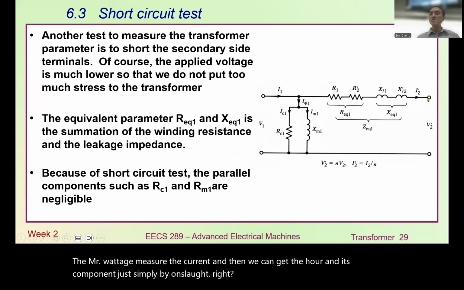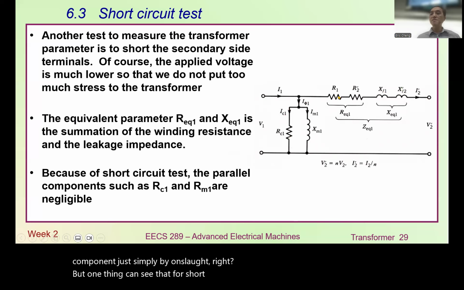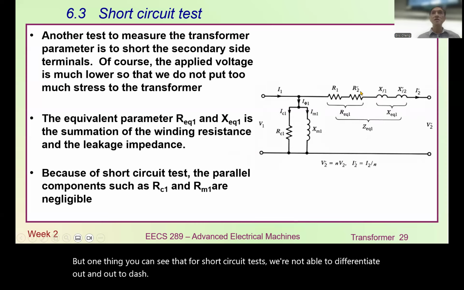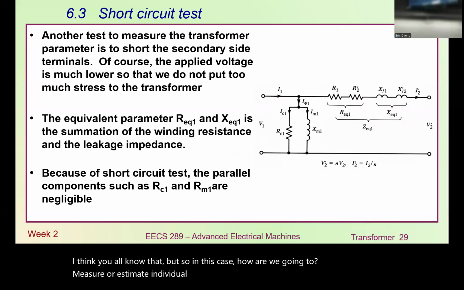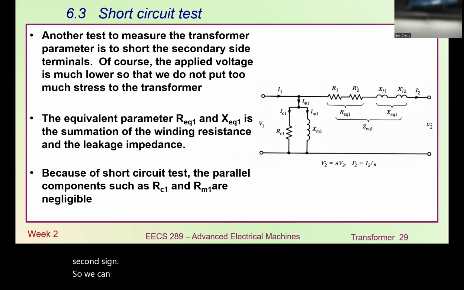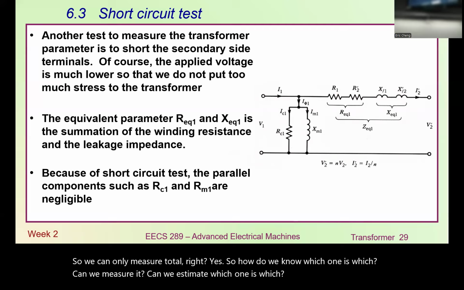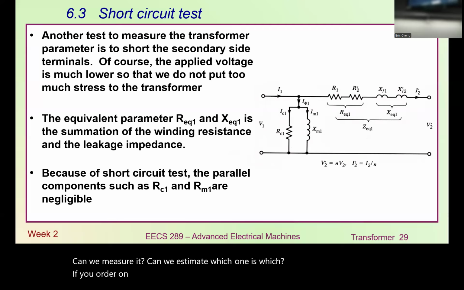But one thing you can see is that for the short circuit test, we're not able to differentiate R1 and R2 dash. I think you all know that. So in this case, how are we going to measure or estimate the individual components? R1 is the primary side, R2 dash is the secondary side. We can only measure the total, right? So how do we know which one is which? Can we measure it? Can we estimate which one is which? I think you all work on transformers. That's a really basic question at the undergraduate level, right?